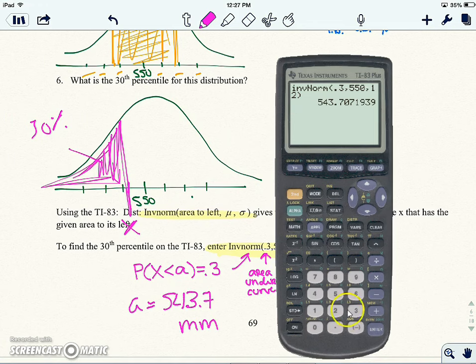And you could check by going the other direction. Okay, stat, and this is why you'd leave it this accurate. You'd say, what do we get if we go from negative infinity up to 543.7, the mean of 550, and a standard deviation of 12. And sure enough, we get about 30%. So that's the other direction.